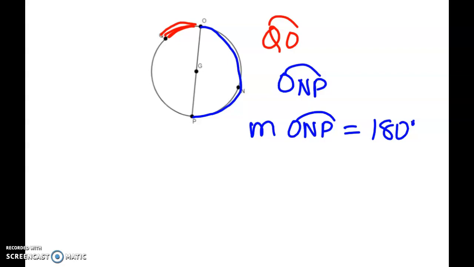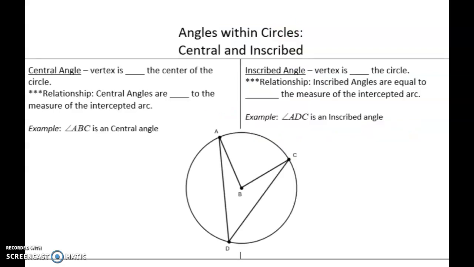Let's quickly go to the next screen. This is in your notes. A central angle, the vertex is at the center of the circle. The relationship is the central angle is equal to the measure of the intercepted arc. Okay, for example, ABC, remember we use three letters to name an angle. If this angle was 85 degrees, this arc would also be 85 degrees.